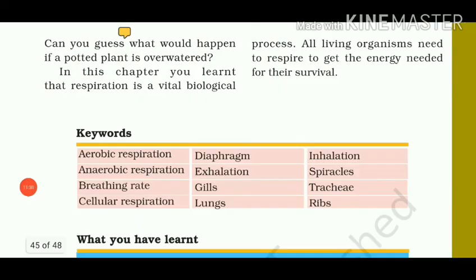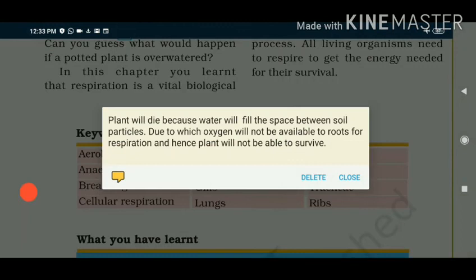Here is one question: what would happen if a potted plant is overwatered? Answer: the plant will die because water will fill the space between the soil particles, due to which oxygen will not be available to roots for respiration, and hence plants will not be able to survive.